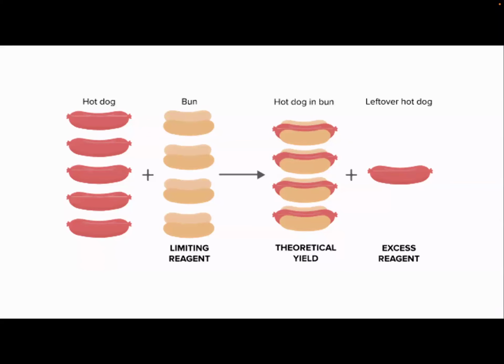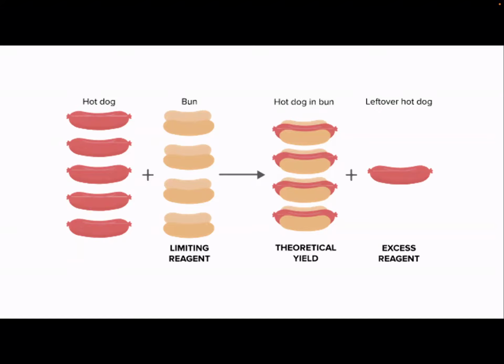It's kind of like the making of hot dogs. You got 5 hot dogs, you got 4 buns. The maximum number of hot dogs that you can make is going to be 4. Because at that point, you ran out of buns. In this particular case, the buns were the limiting reactant because that is the chemical that we ran out of first.